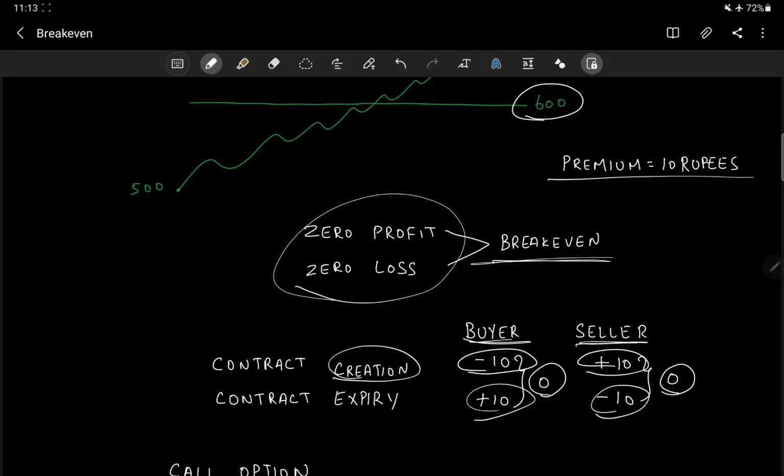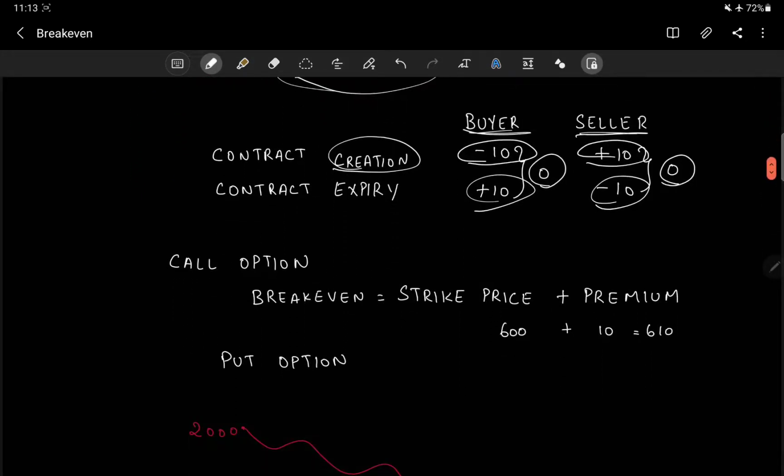So in a call option, break even is equal to strike price plus premium, which in our case is 600 plus 10. Only beyond this break even point, the buyer starts making money and the seller starts losing money.